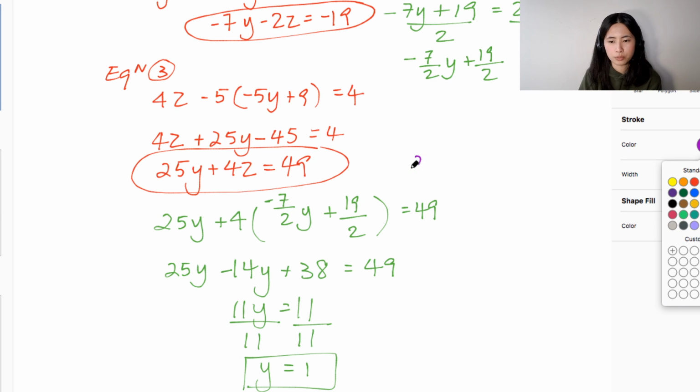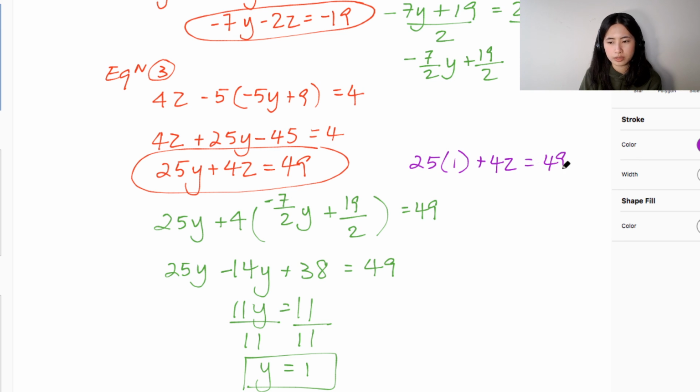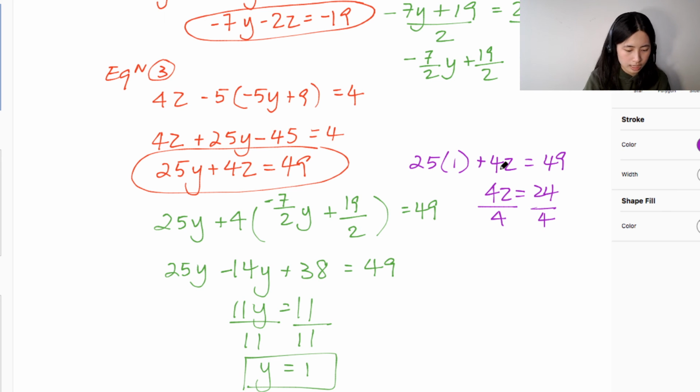So we would have 25 times 1 plus 4z, that's equal to 49, right? So 49 minus 25, that's equal to 24. So 4z is equal to 24, dividing both sides by 4. I get 24 divided by 4, which is equal to 6, right? So I know z is equal to 6.